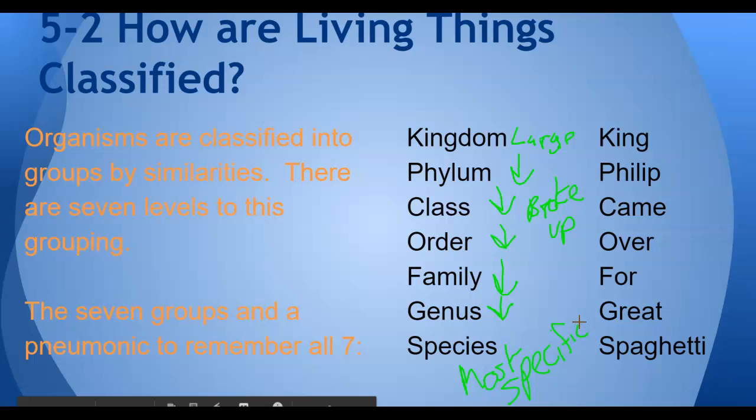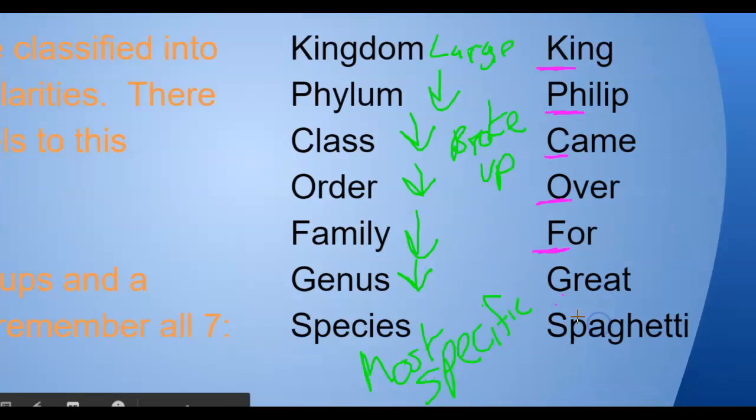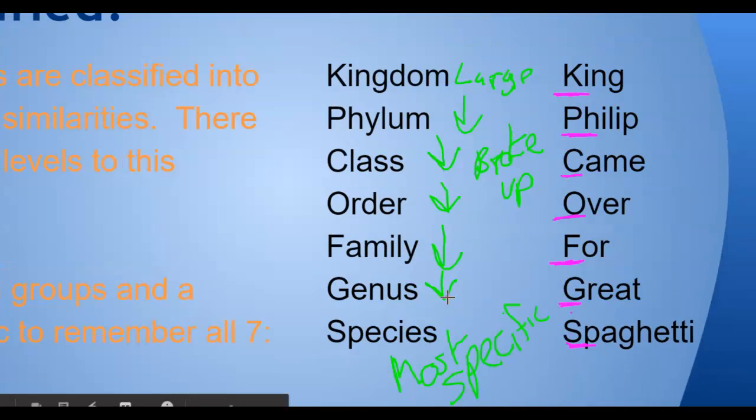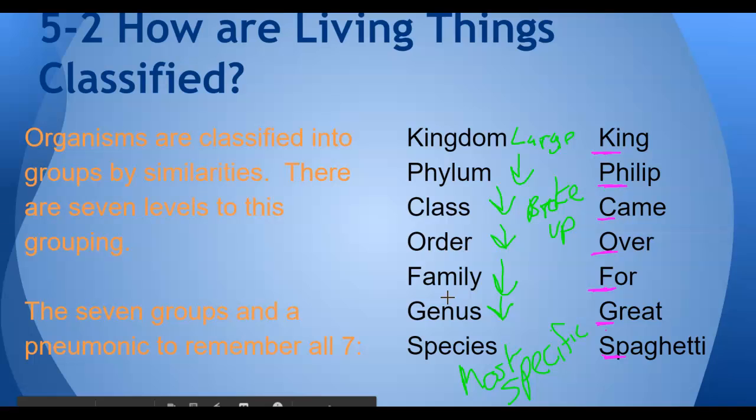Now here's a way to remember that. King Philip came over for great spaghetti. So kingdom is the largest, phylum, class, order, family, genus, and species. The first letter of King Philip came over for great spaghetti is the key. K for kingdom, PH for phylum, C for class, O for order, F for family, G is genus, and spaghetti, the SP, for species. King Philip came over for great spaghetti. Kingdom, phylum, class, order, family, genus, and species.